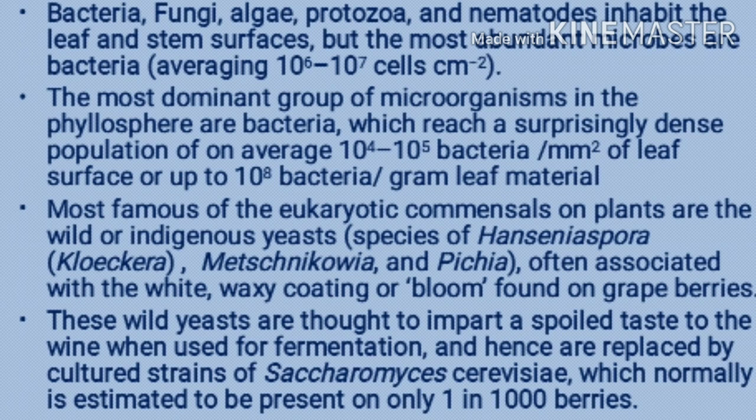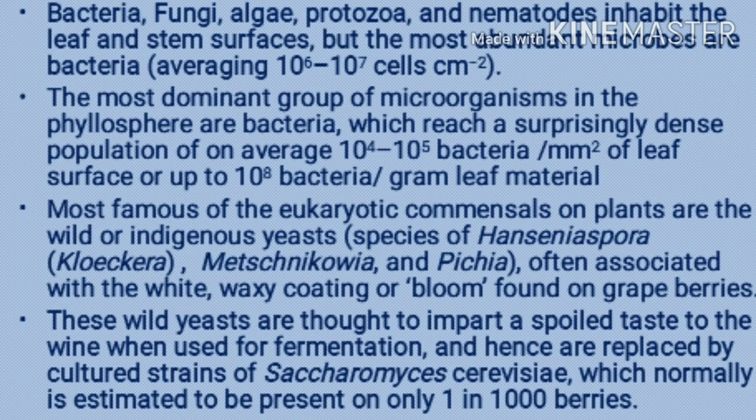Some famous eukaryotic microorganisms associated with the phyllosphere are wild and indigenous yeasts: Kloeckera, Metschnikowia and Pichia. For example, grapes contain a very high number of these yeasts, such as Kloeckera, Metschnikowia and Pichia, rather than Saccharomyces. Saccharomyces is also found, but its number is much lower in the phyllosphere of grapes.